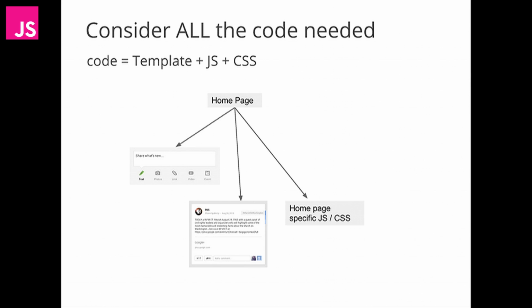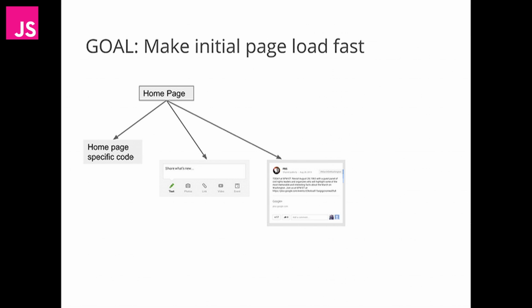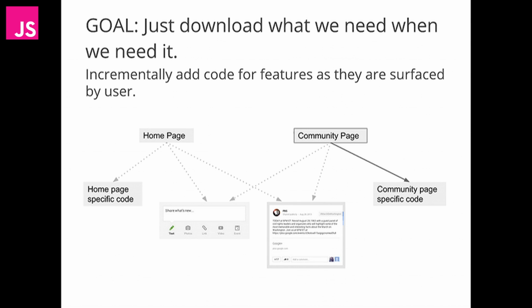So let's step back from CSS and consider all of the code needed to render one of these pages. So for the home page, we know we need templates, JavaScript, and CSS, everything that the browser needs to render this page. So for the home page, we know we need to render posts, share box, and other homepage-specific elements. So one goal here is we want our initial page to be super fast. We want to download only the minimum needed when we visit the home page. And later on, when we visit another page, like the community page, just download the incremental code needed for that and nothing more.